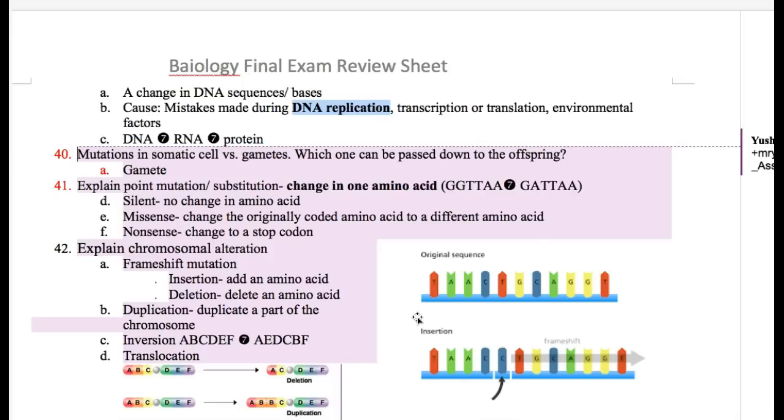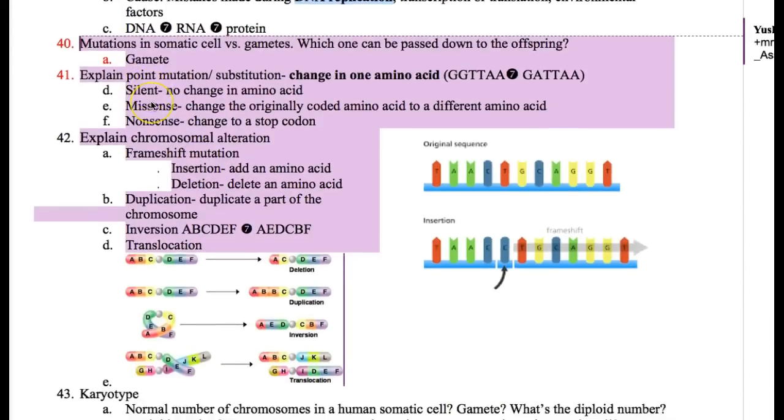No, because it's not in the gamete. The only thing that you give to your offspring is the gamete right here. So in order for a mutation to be passed down to an offspring, it has to be a mutation within the gamete genes. Okay. Next one, explain point mutation and substitution.